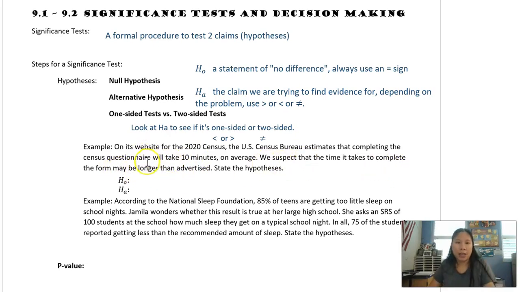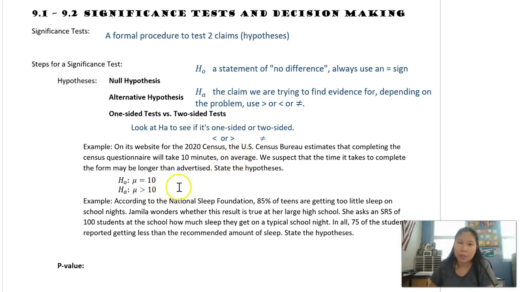So the claim here is that it's going to be longer, because that's what we're suspecting. And longer usually means greater than. So that's how we know to use the greater than symbol in our HA. The number we're talking about is the 10, because that's the number we're making a claim on. In the H0, because we always have to use an equal sign, it'll be equal to 10. And because we're talking about averages here, the symbol we're going to use for averages is mu.